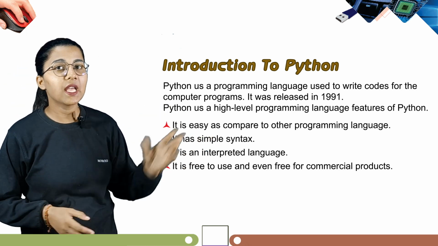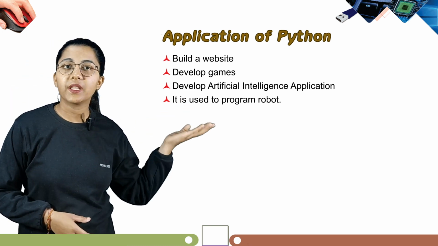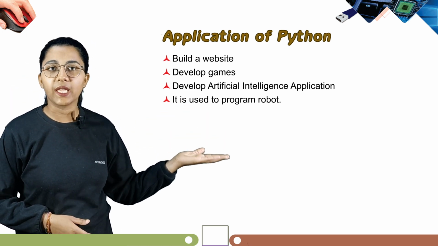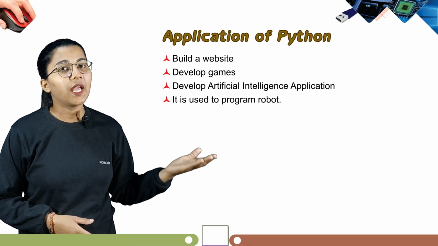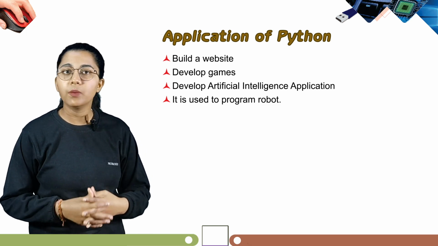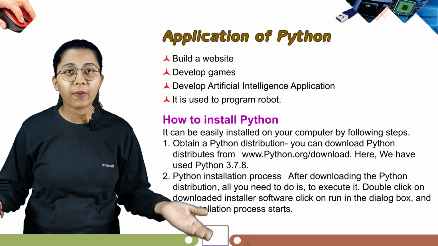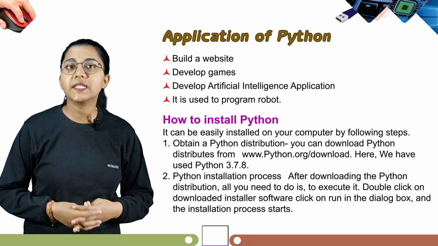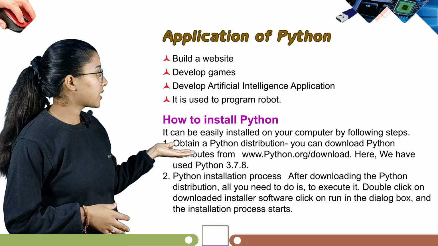Now let's discuss applications of Python. First, it is used to build websites. Second, develop games. Third, develop artificial intelligence applications. And fourth, it is used to program robots. Now let's discuss how to install Python. It can be easily installed on your computer by following these steps.